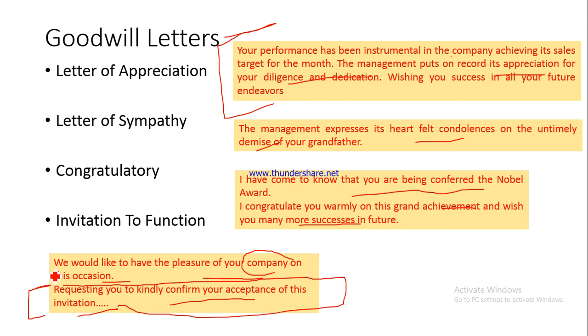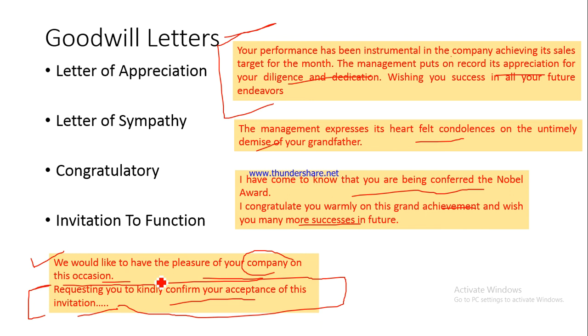Otherwise, you may decide not to put this line. You may only have this particular line: We would like to have the pleasure of your company on this occasion. So this is to let you know that we are celebrating the 50th anniversary of the setting up of our institution, and we would like to have you on this particular occasion. So this could be the main body of this particular kind of letter, which is basically an invitation to some function, right? So this is how you would be drafting the goodwill letters.